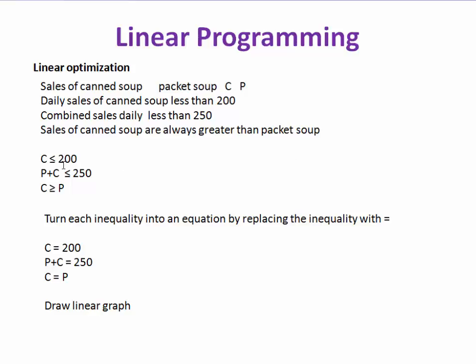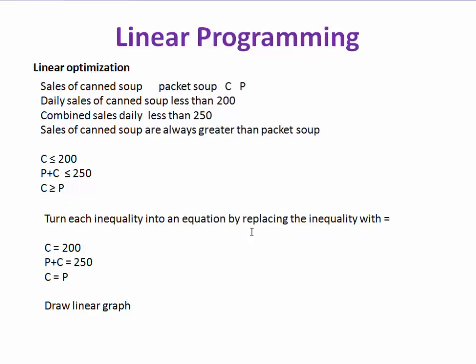So our constraints: canned soups are equal to or less than 200. That's the sales of canned soup. Sales of packet soups and canned soups are always less than 250 daily. And the sale of canned soup is always greater than the sale of packet soup.